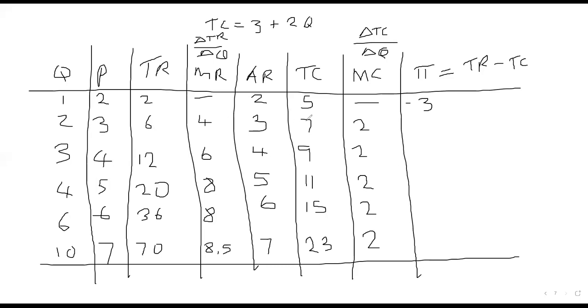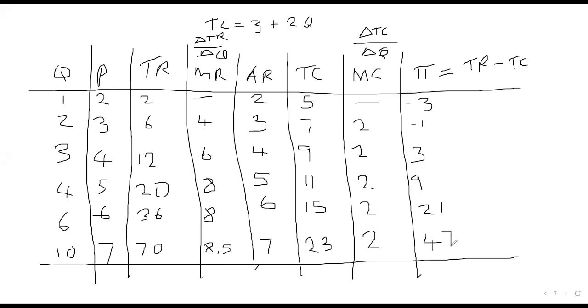Then 6 minus 7, negative 1. 12 minus 9, 3. And 20 minus 11, 9. Then 36 minus 15, 21, I think. Then 70 minus 23, 47.